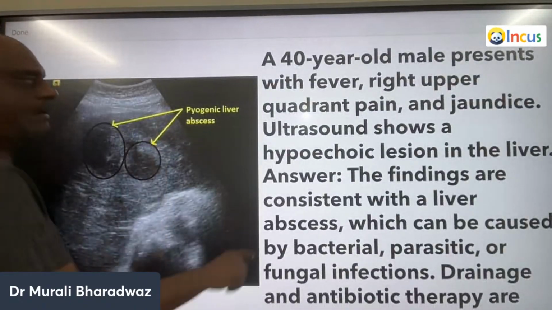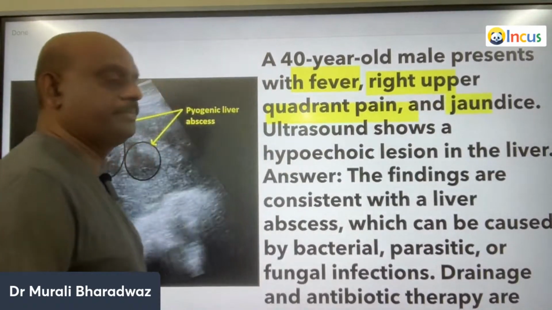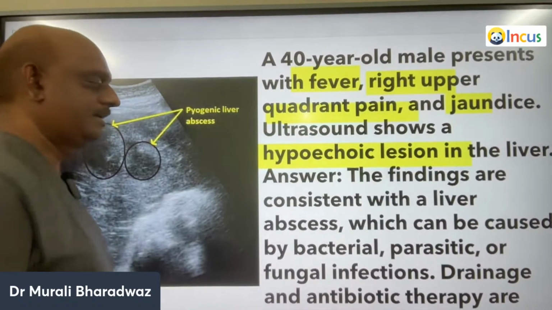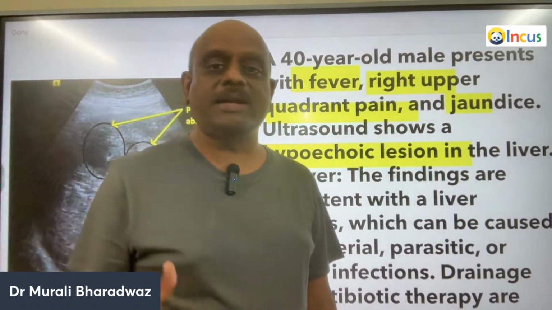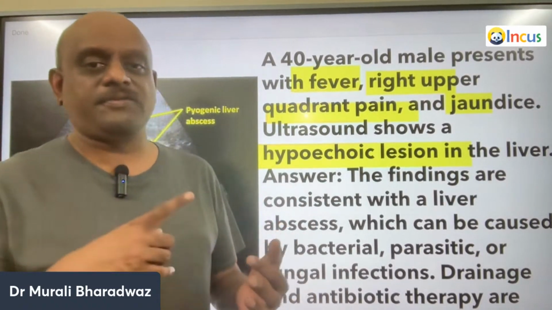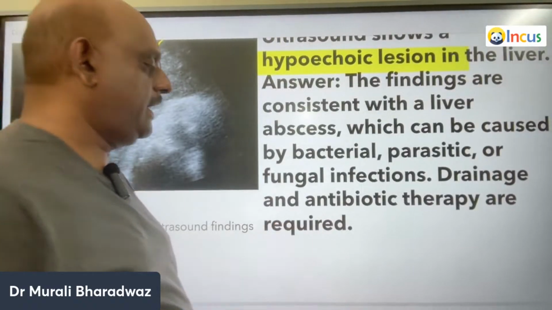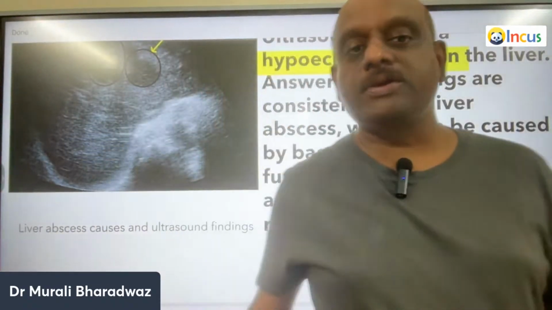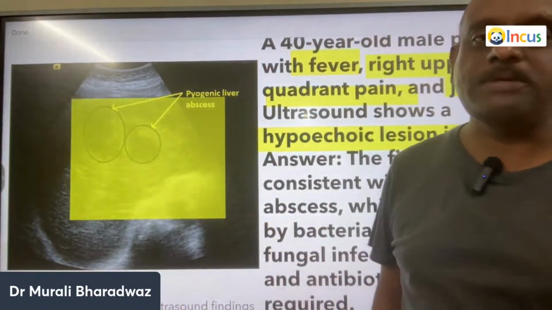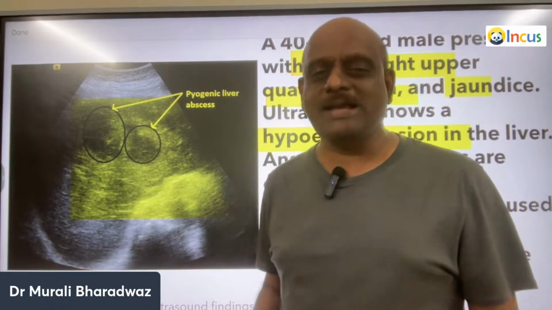Now, a 40-year-old male with a fever, right upper quadrant pain and jaundice. Ultrasound is showing a hypoechoic lesion. So what is it consistent with? It is consistent with liver abscess, which can be caused by bacteria, parasites, fungi, and you need to do the drainage, and antibiotic therapy is all that you need to give. So this is how a pyogenic liver abscess is typically identified when you do the ultrasound exam.